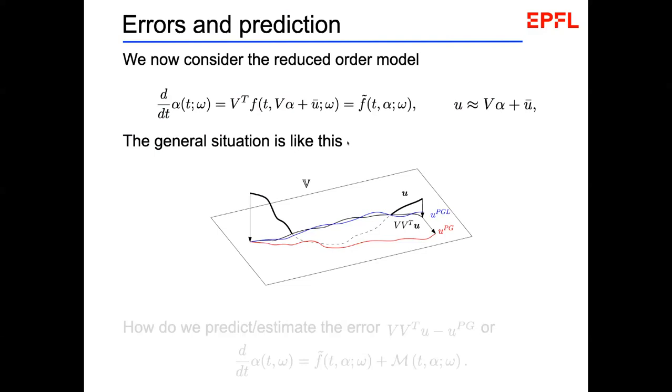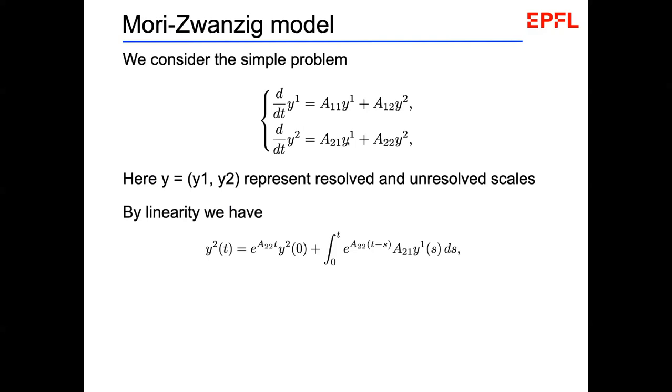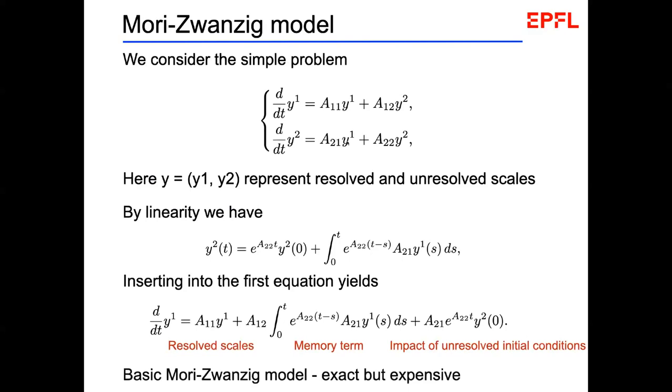So if you look at this model here, which is a well-known model, you say, okay, so y1 are the solutions you care about, y2 are the unresolved solutions. Then of course you can integrate the second equation, get an exact expression, and plug this into the first equation, and you get an equation just for the resolved scales, or for the part of the solution that you care about.